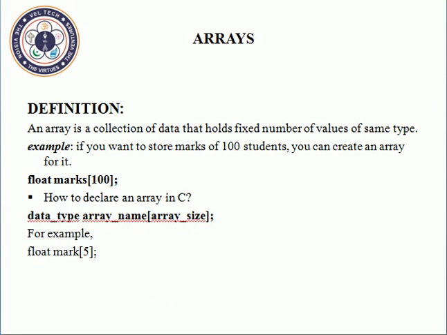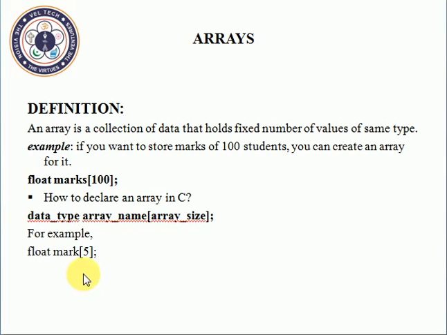So let's see about array. An array is a collection of data that holds a fixed number of values of the same type. The physical meaning of an array is that we are arranging elements in an order. In the C language, an array is defined as a collection of data that holds a fixed number of values of the same type. The same type is nothing but a data type.